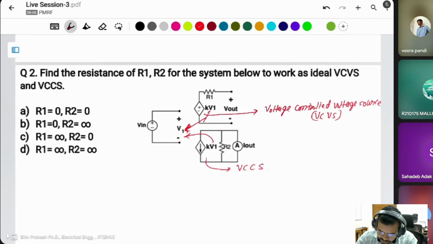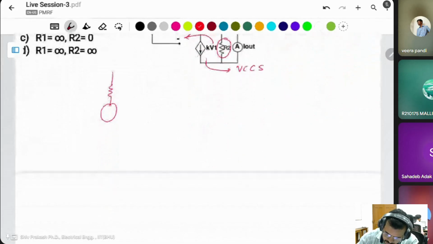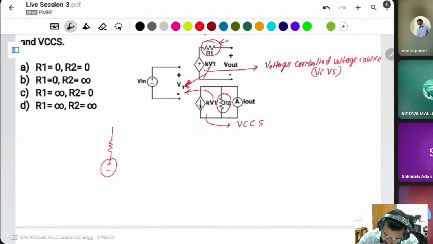Okay, find the value of this resistor, the voltage source resistor, and the value of this current source resistor. Now, in the ideal case, this is the voltage source, this is the R, this is the terminal voltage.